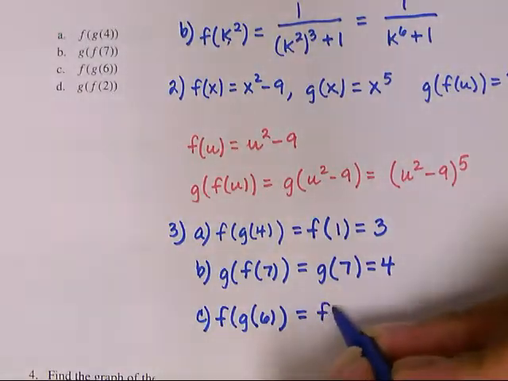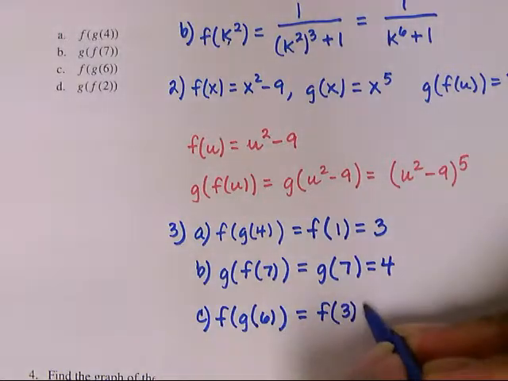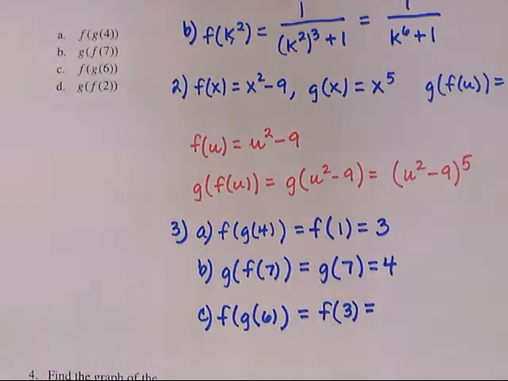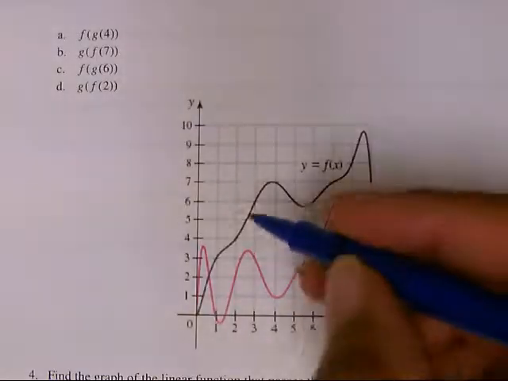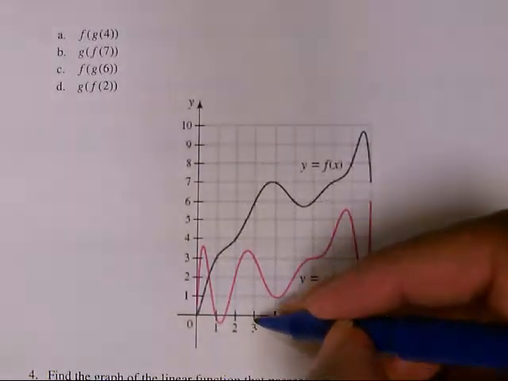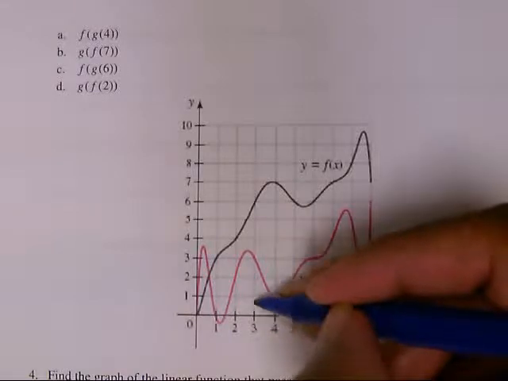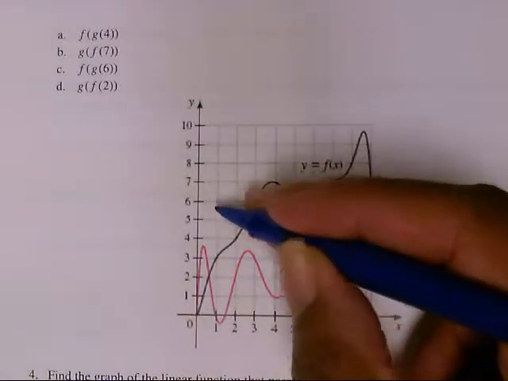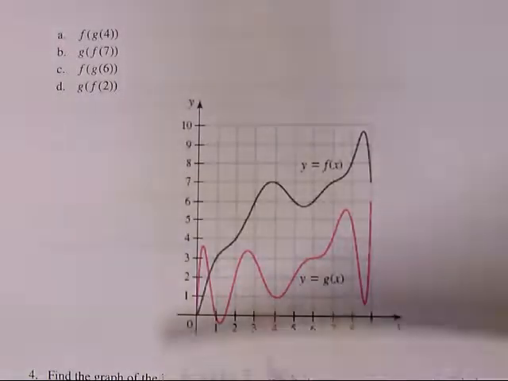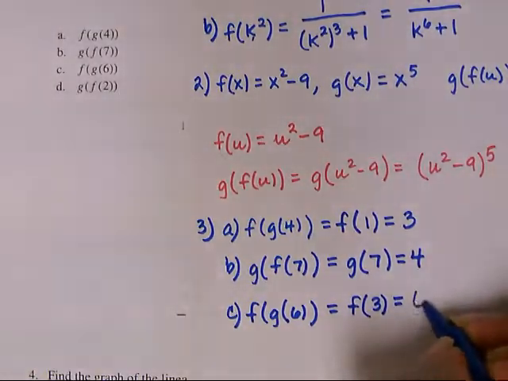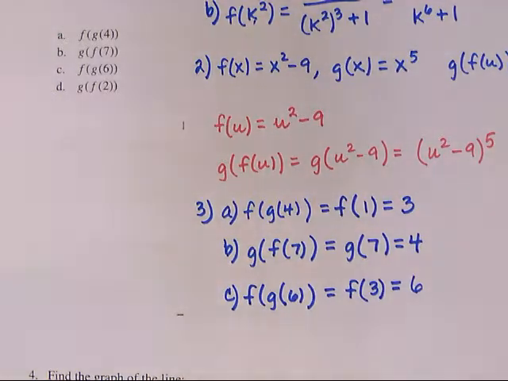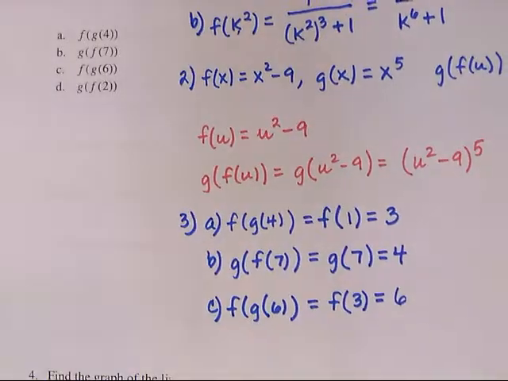So now we're going to find f of 3. We need to know what that y value is when x is equal to 3 for y equals f of x. So here's 3 right here, and the y value at x equal 3 for y equals f of x is going to be 6. Okay, so f of g of 6 is going to be 6.